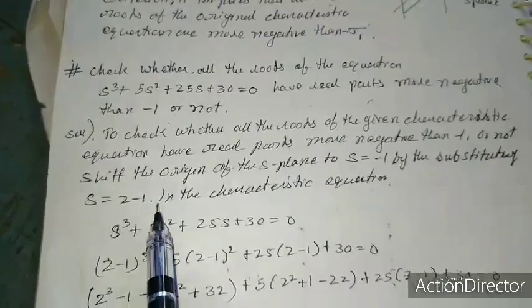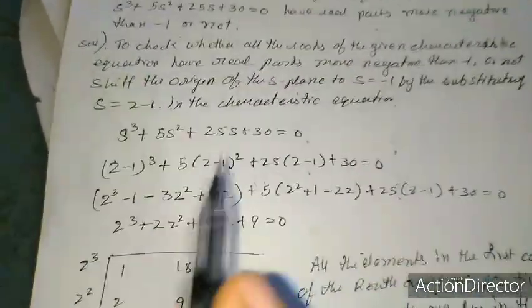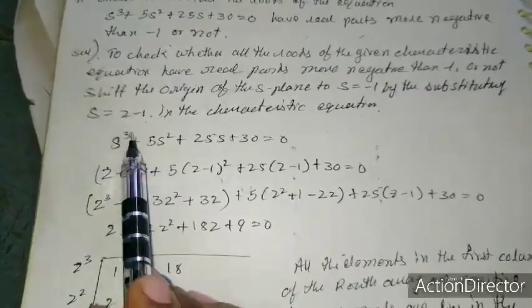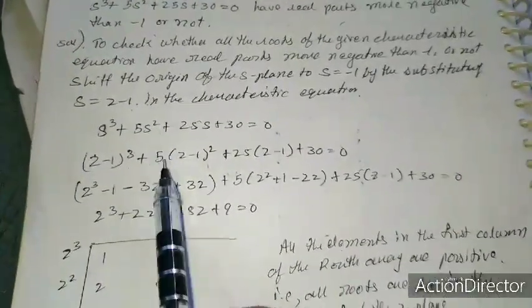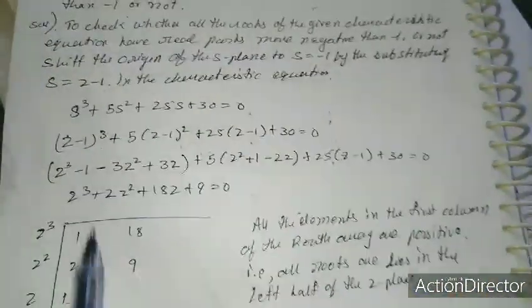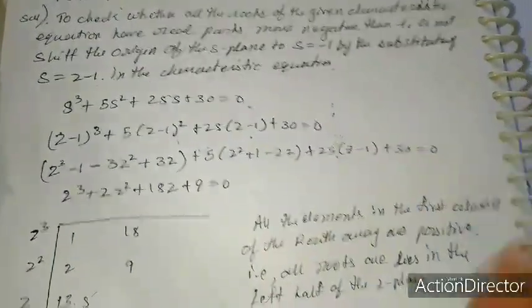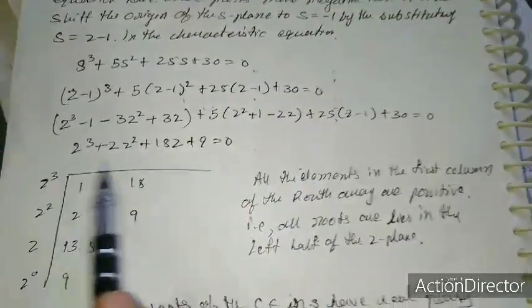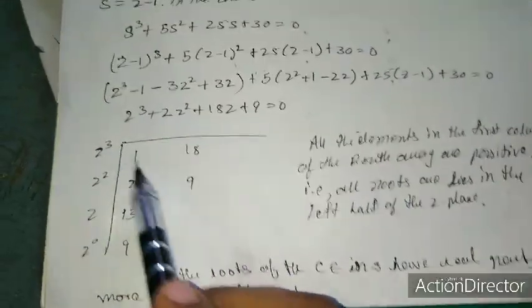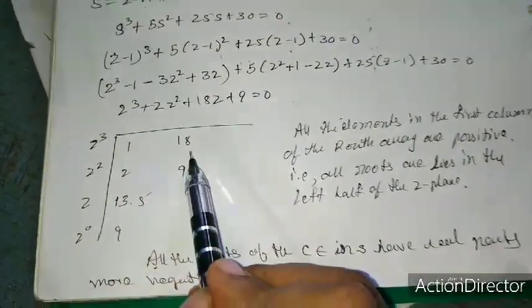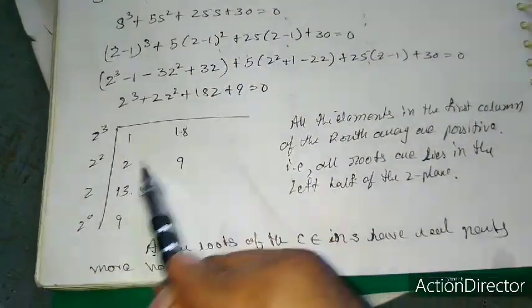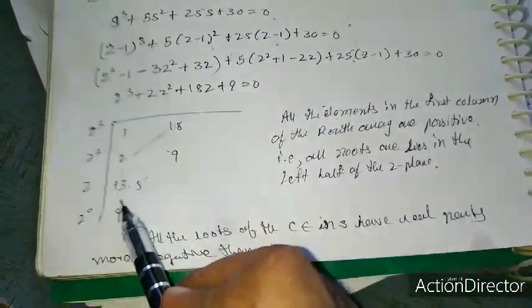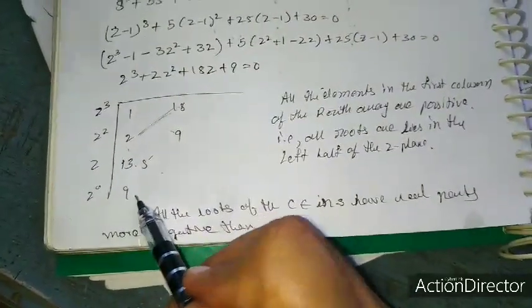So how is it possible? Simply substitute z minus 1 in place of s, since this is -1. Substitute in this equation: z minus 1 whole cube, plus 5 into z minus 1 whole square, plus 25 into z minus 1, plus 30 equal to 0. If I simplify further, I get z cube plus 2z square plus 18z plus 9 equal to 0. For this, construct the Routh array. The s cube coefficient is 1, s square coefficient is 2, s coefficient is 18, and the last is 9. Now the s row is 2 into 18 minus 1 into 9 divided by 2, which gives 13.5. Next, s power 0 is 9.